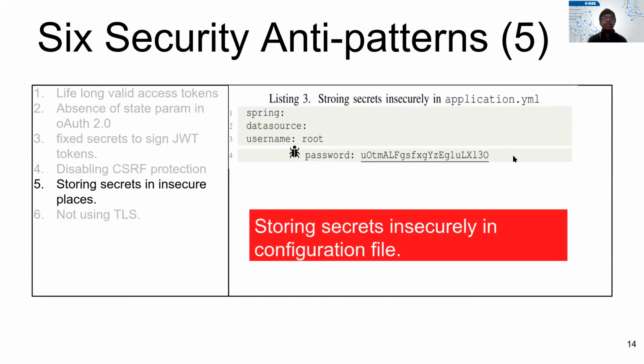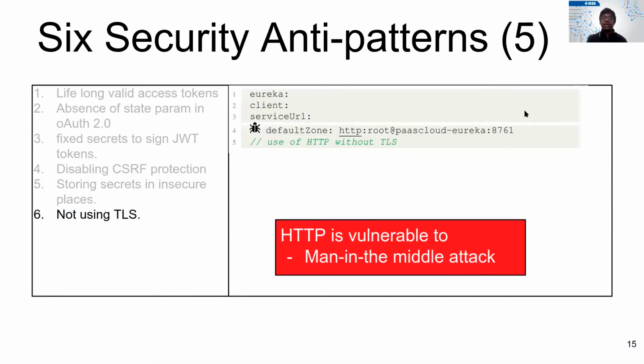We have also found that developers store hard-coded passwords in plain text in the configuration file, as can be seen in Listing 3. The root password of the database is placed in a text file. The application.yml is a configuration file, and application-specific secrets should not be in the configuration file.